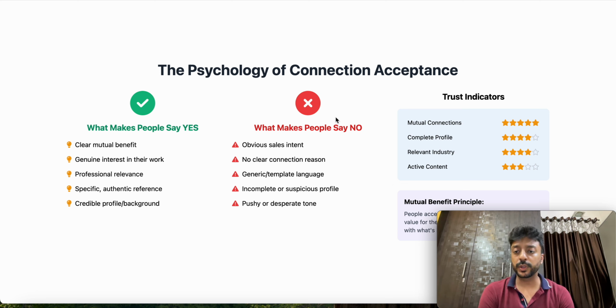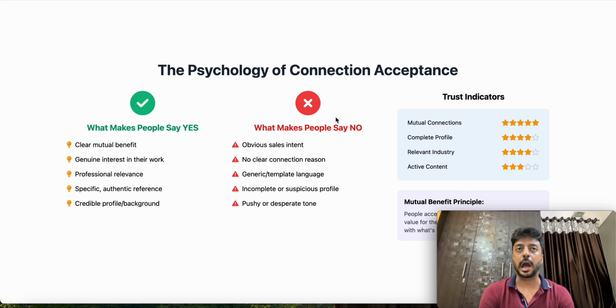Maybe you have worked with a friend of theirs, and now he just recommended you, so why not take leverage of that name, right? And then credibility always establishes with your profile, with how you are portraying yourself. All these things matter.